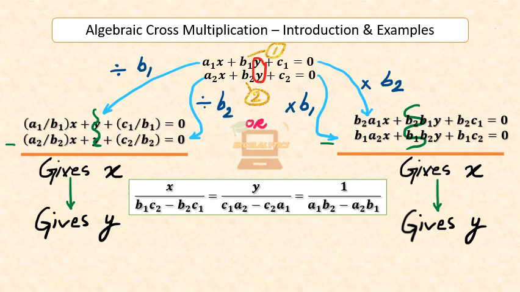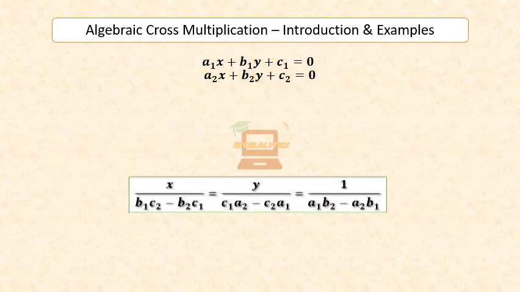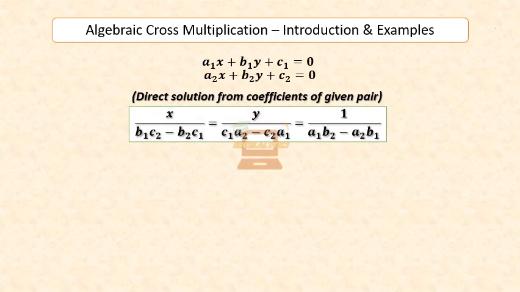In cross multiplication, we can simply skip the intermediate steps of elimination and substitution, to directly have the values of the two variables from the coefficients itself. The only challenge here with this direct method is to remember and recall the solution equation correctly. Let us see how to fix the equation in our minds.